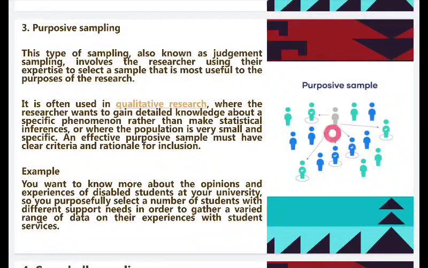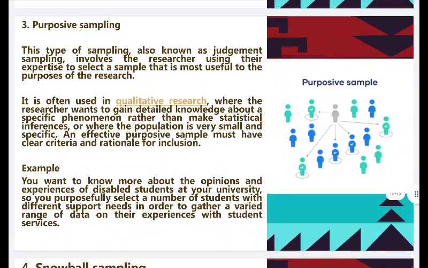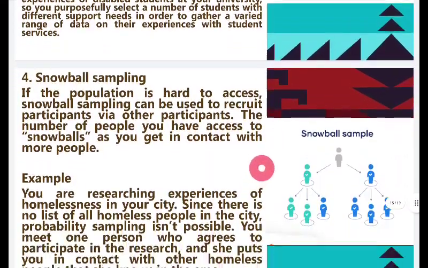So, para po ganito. Okay? Example of that. For example, you want to know more about the opinions and experiences of disabled students at your university. So, you purposely select a number of students with different support needs in order to gather a varied range of data. So, may purpose na po. Okay? Hindi lang po yung convenient, parang ganun lang.